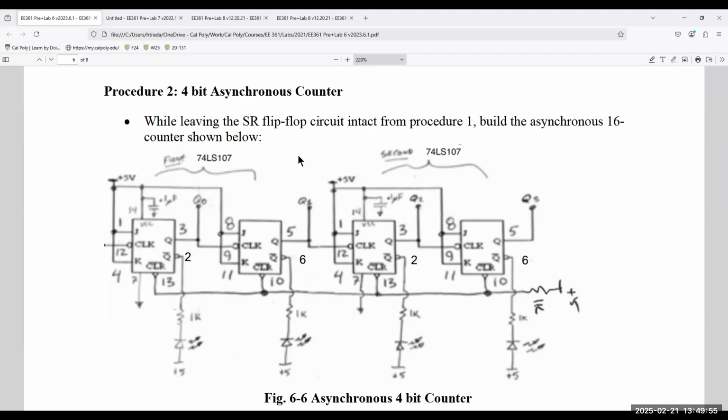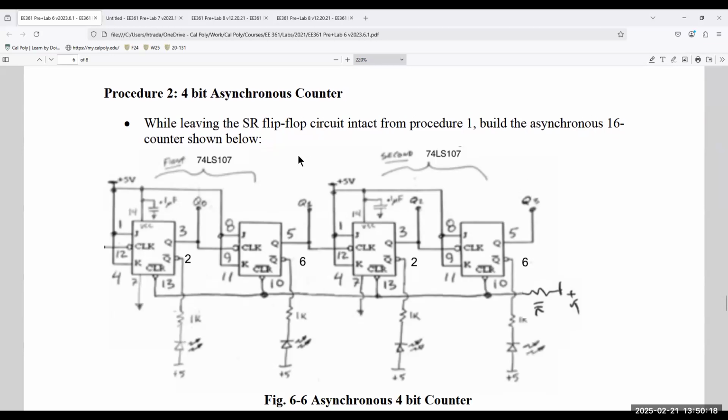So the first JK flip-flop is 1 and 4. The second one is 8 and 11. Okay, so pin numbers 1, 4, 8, and 11 are connected to +5 volts. And you do the same thing for the second chip. Okay, do the same thing with the second chip. And then once you're done with both, then you simply take one wire, connect pin number 5 of the first one to pin number 12 of the second one. It's a 4-bit counter.